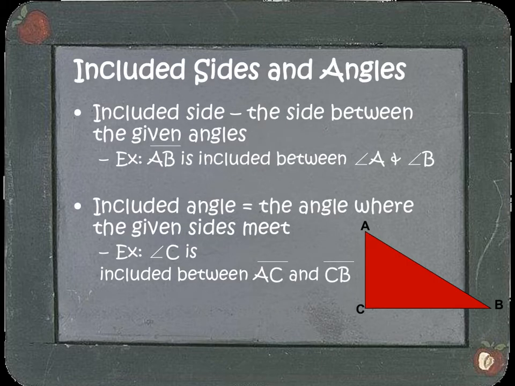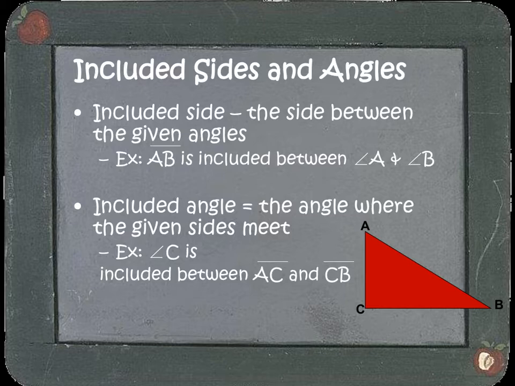So, first thing we need to do is define some vocabulary words. This slide is talking about the included sides and the included angles. When I refer to an included side, I mean the side that's included between the given angles. So for example, side AB is going to be the side that's in between angles A and B. The included angle is the angle where the given sides meet.